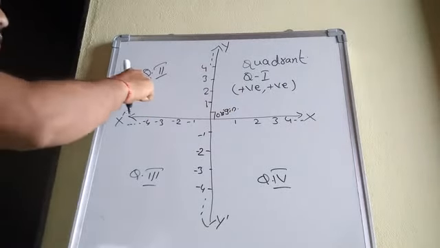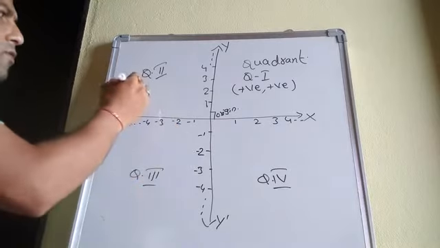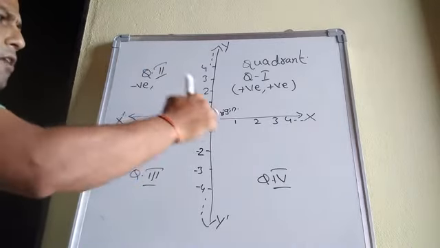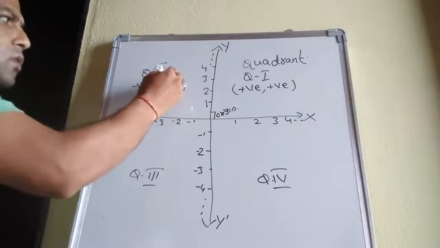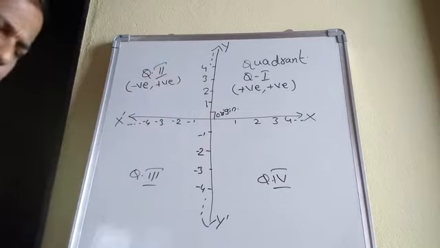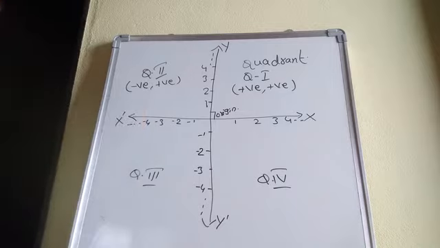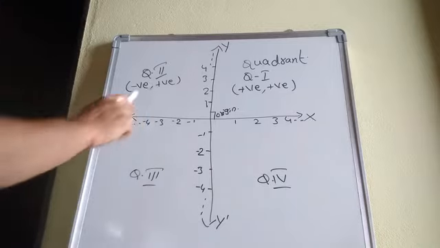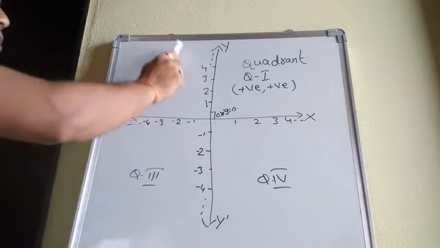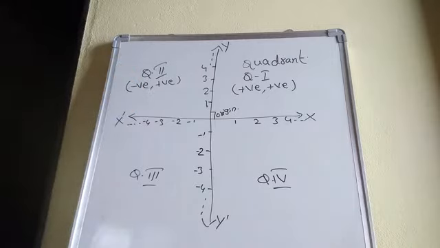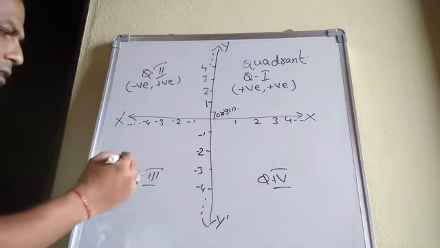Okay, in quadrant 2 you see the x-axis is negative and the y-axis is positive. So what you have understood is that any point whose first number is negative and second number is positive will be lying in the second quadrant.